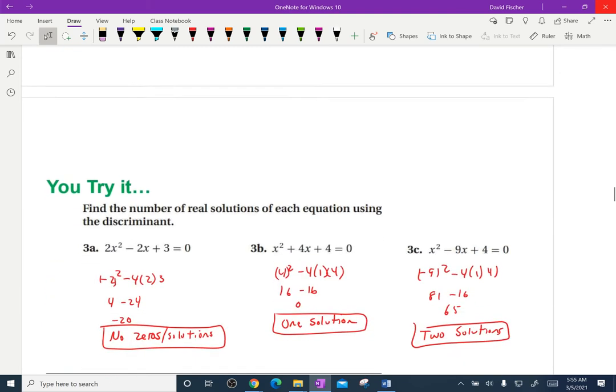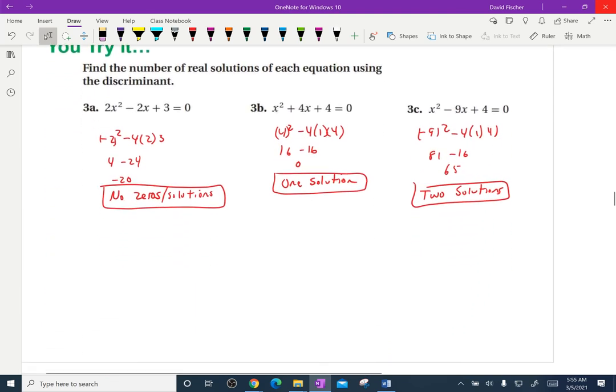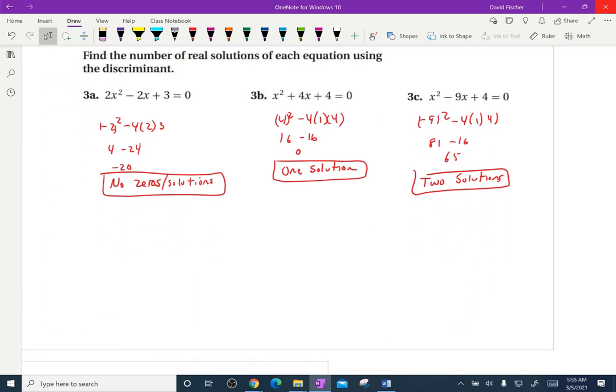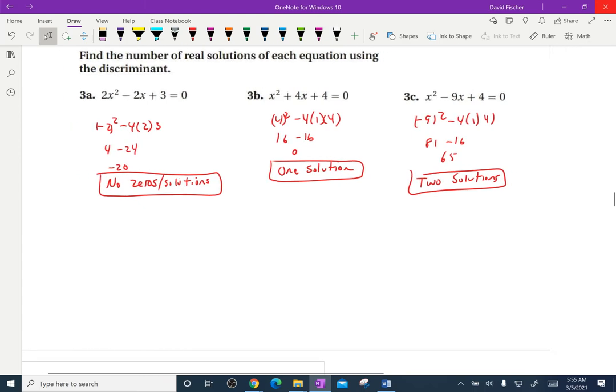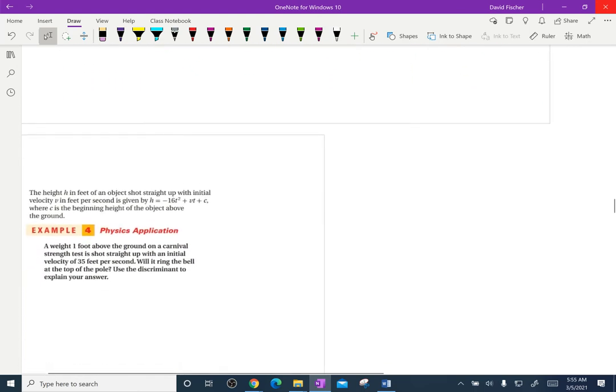All right, let's see how you did. I got no zeros or solutions on the first one, 1 solution, then 2 solutions. And there's my work. All right. So again, if all you want to know is how many zeros there are.